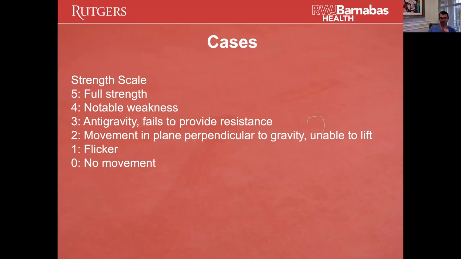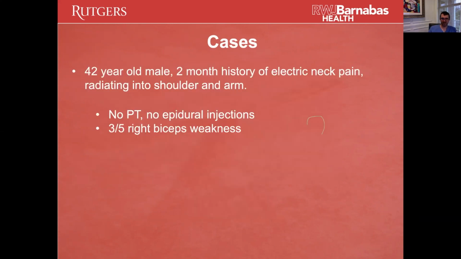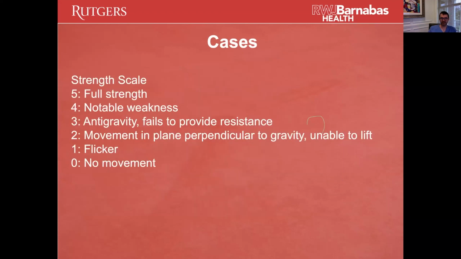Now, one thing, you guys have probably been exposed to this, but I just want to reinforce it because it's part of the language that will be spoken very frequently from day one that you hit the floors. So I said here, 3 out of 5 right biceps weakness. So this is the strength scale, and it's extremely important. There's certain things that you don't really need to understand for a while, but this is something, it's best if you get it right away.